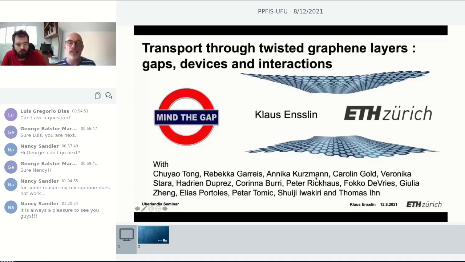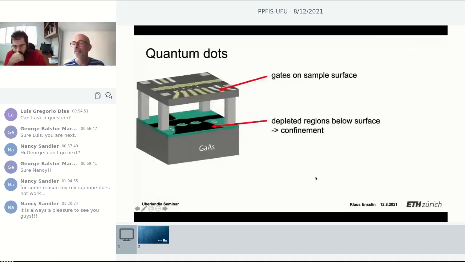So let me start out with a schematic. This is a schematic of gallium arsenide. So this is the good old days when graphene was not around. And gallium arsenide is still a very good material today. What you see here is a substrate. Then there's a two-dimensional electron gas, high mobility. And on top of the entire sample, there is a gate architecture. And by applying negative voltages to these gates, you can deplete the electron gas underneath. So let's look at this huge black stripe here, no electrons.